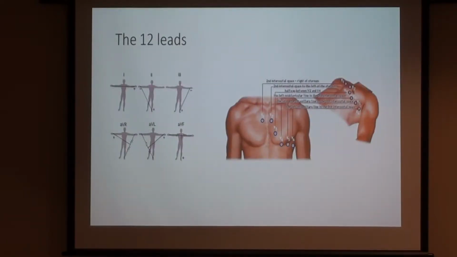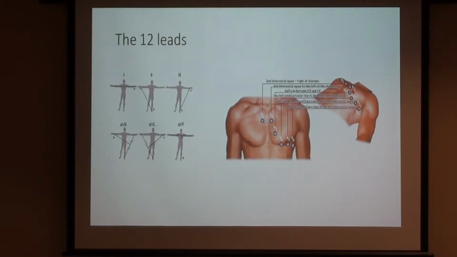Okay, the 12 leads. Recall that we talked about the limb leads, Einthoven's triangle. From right arm to left arm is lead 1. From right arm to left leg is lead 2. From left arm to left leg is lead 3. And then AVR, AVL, and AVF are sort of tying 2 of the limbs together to be ground and then positive in the other direction.